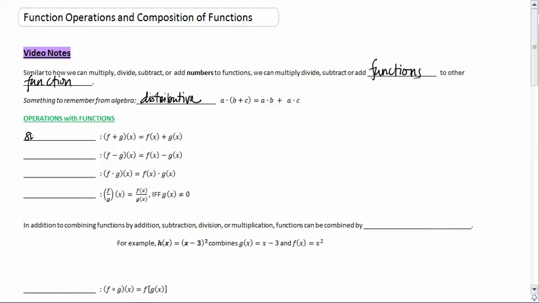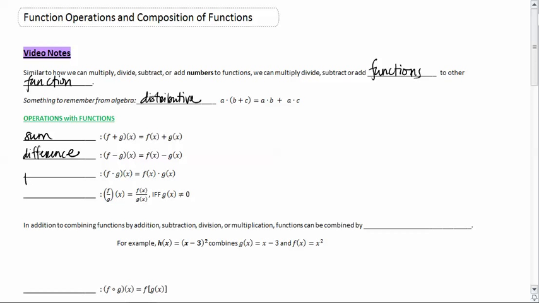The first one is the sum. The sum means that we have some function f plus some function g evaluated at x. This is equal to the function f evaluated at x plus the function g evaluated at x. So we have f plus g of x, and we end up with f of x plus g of x. The next one is the difference. This works very similarly to the sum. We have f minus g evaluated at x, and we end up with f evaluated at x minus g evaluated at x. So f minus g of x is equal to f of x minus g of x.